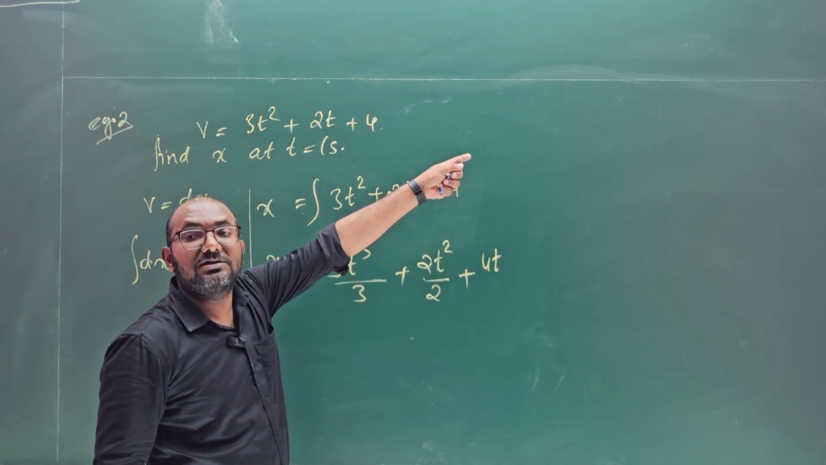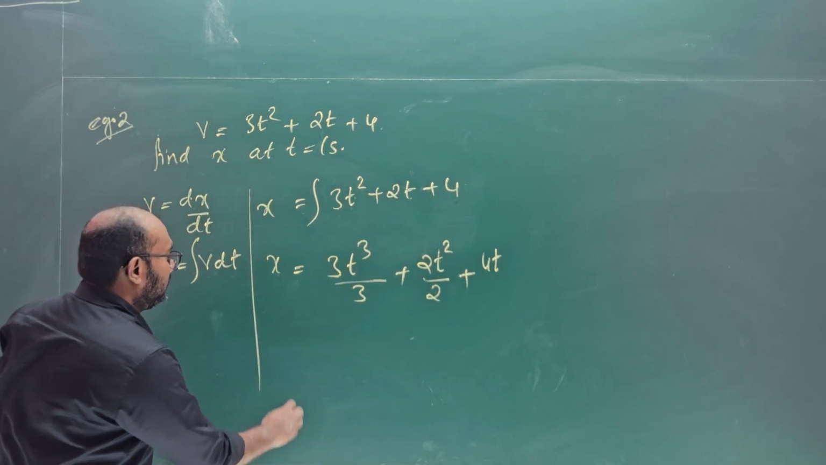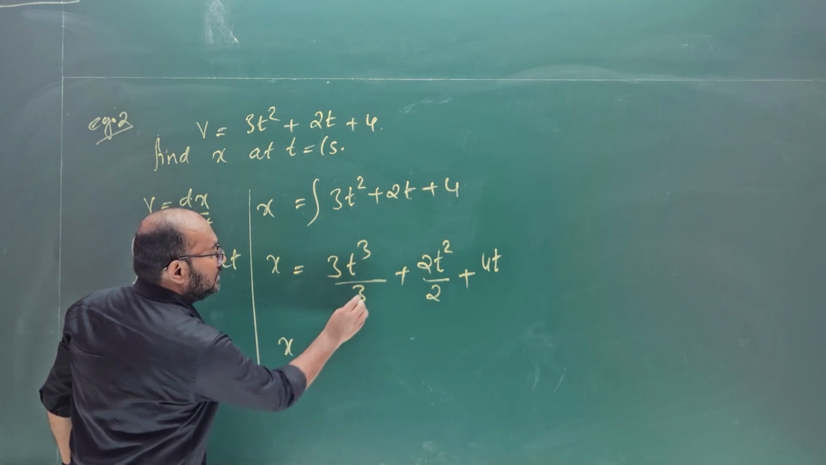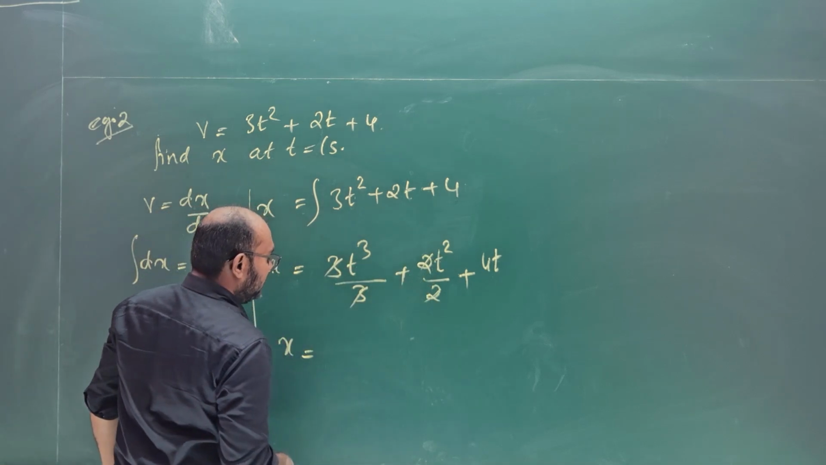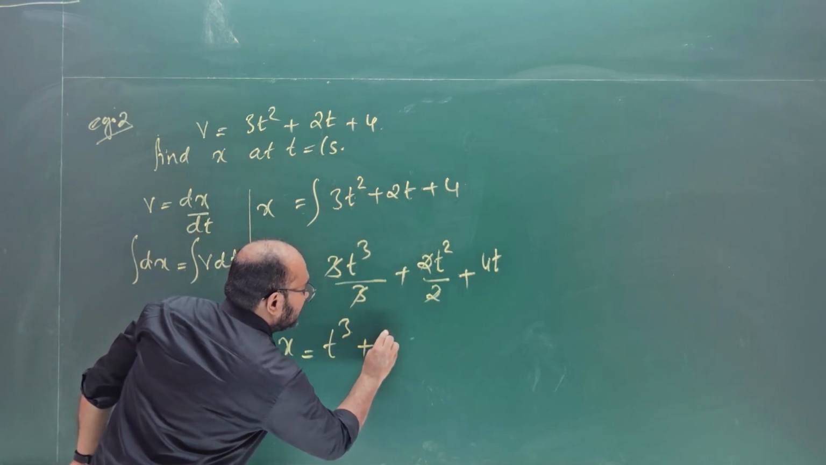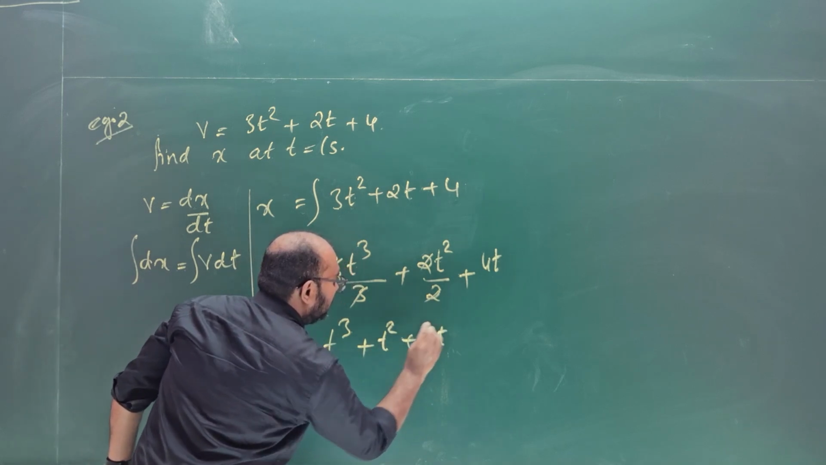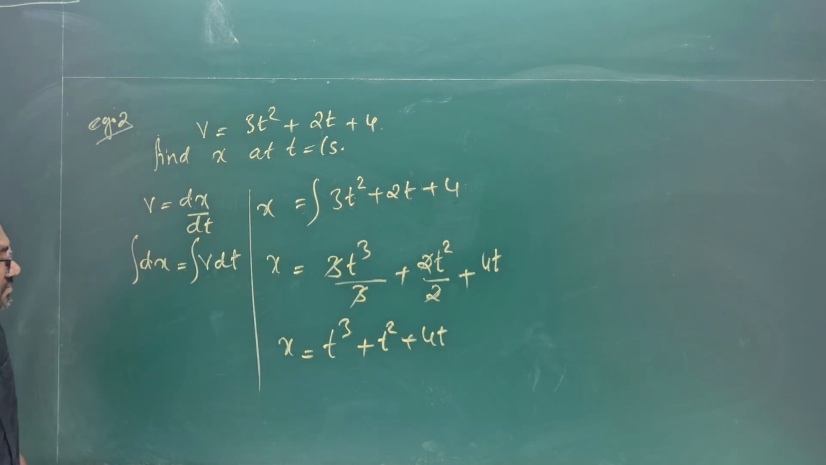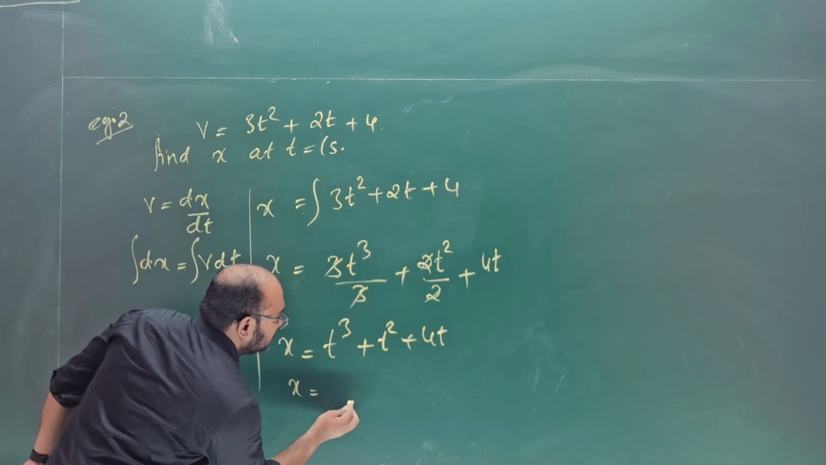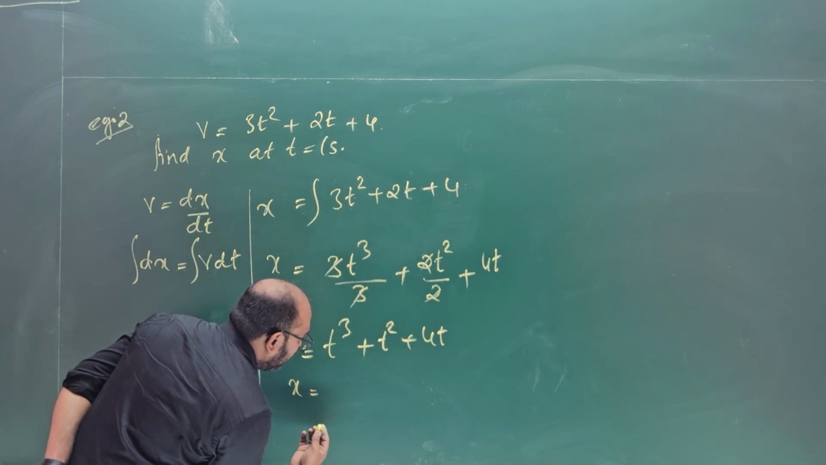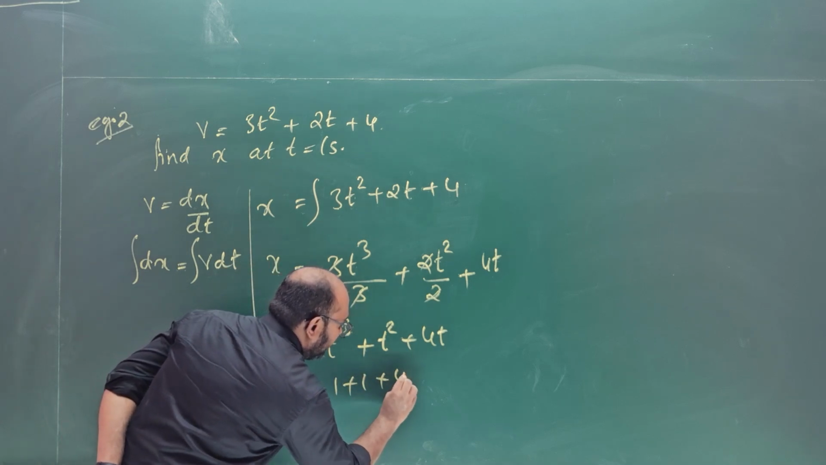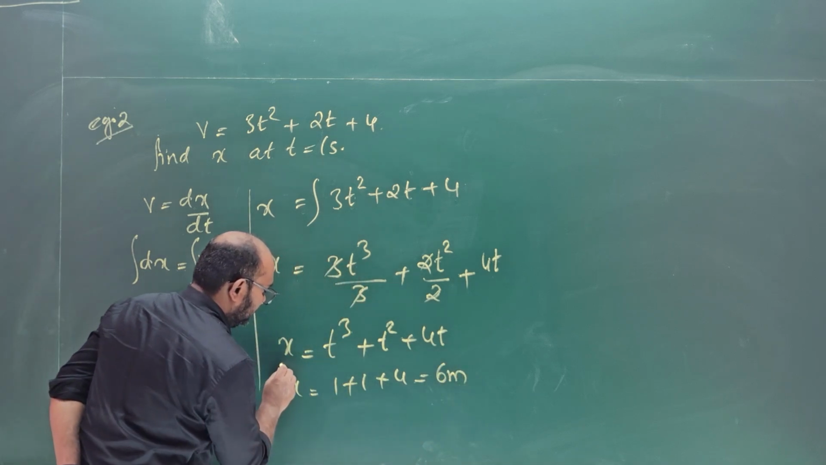In differentiation, a constant becomes 0. Now, so x equals, this 3 gets cancelled, 2 gets cancelled. So t cube plus t square plus 4t. Substituting the value t equals 1 second. So x equals 1 plus 1 plus 4, 6 meters.